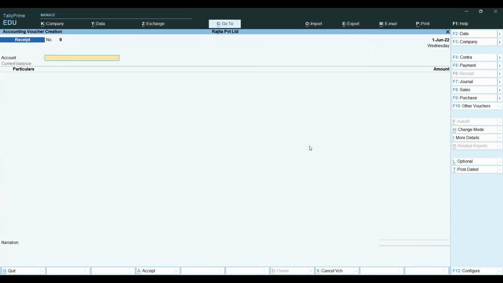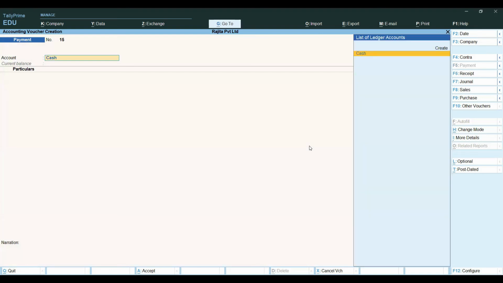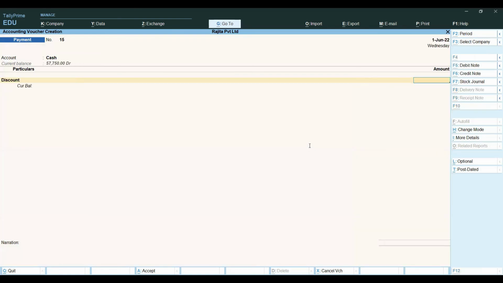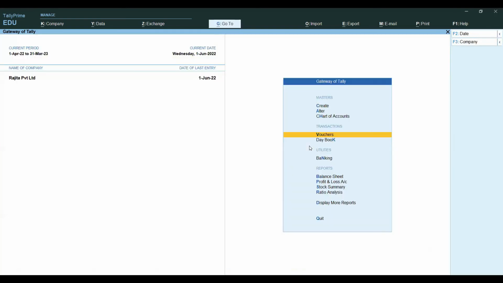Payment, discount allowed. Discount allowed by cash. How much is the discount amount? 3,000. So the daily transactions that are going on, we have updated. We created the budget, and we also updated the daily transactions.